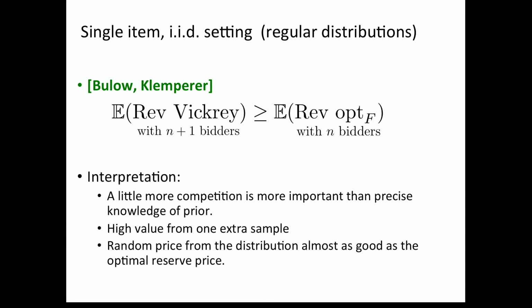And what is Vickrey with two agents? Well, Vickrey with two agents just has each agent setting a reserve price for the other agent. So it's like setting a random price from the distribution for each agent, and each one of those will contribute half the revenue, which means that the expected revenue from just picking a random price from the distribution and posting that for one agent is at least half of the optimal revenue.